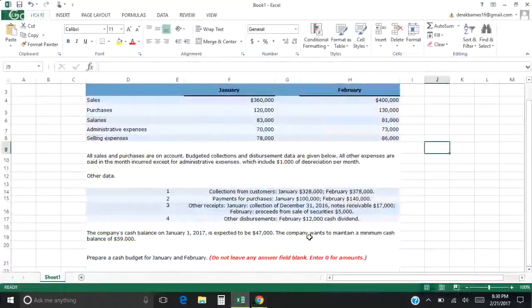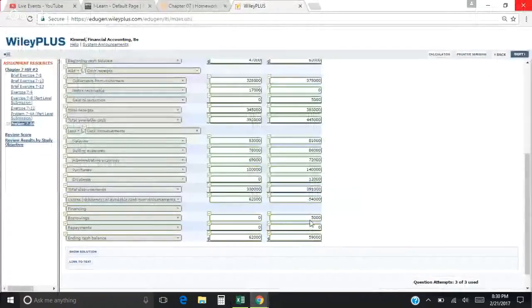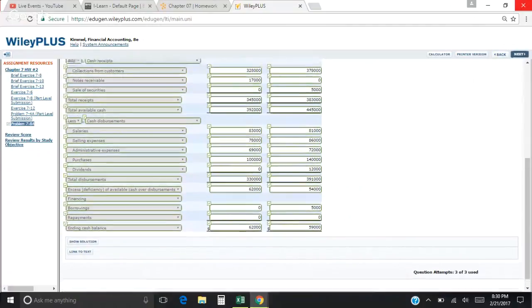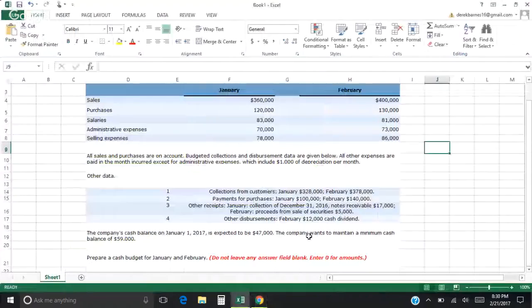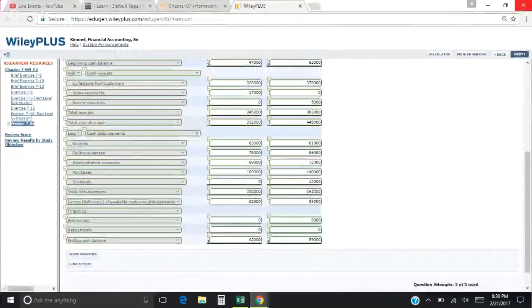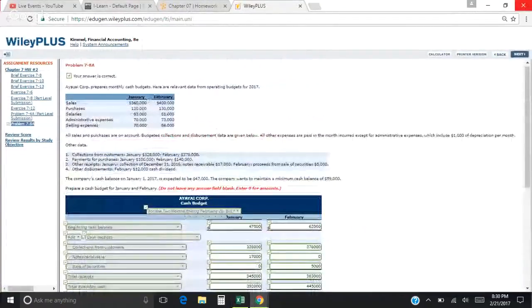We can have more, but we cannot have less. They do not want less. So according to the budget, we're going to be borrowing from the bank, whatever you want to say you're borrowing it from, but you're going to borrow $5,000 to make sure we have the minimum cash balance of $59,000 in the month of February. And that is it for the problem.